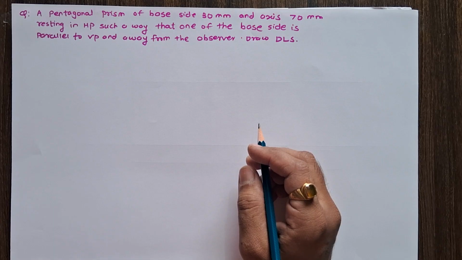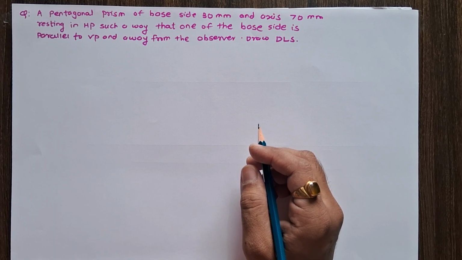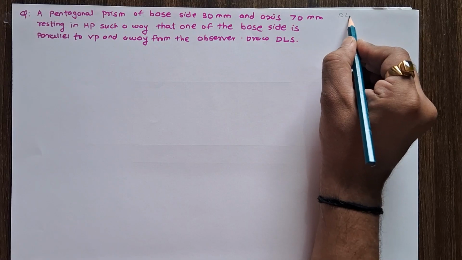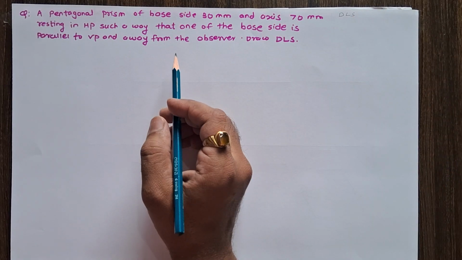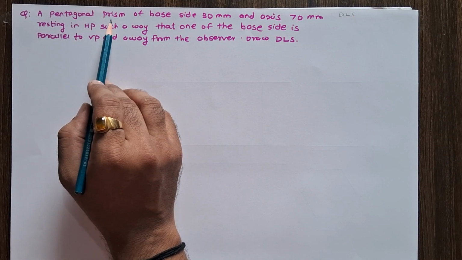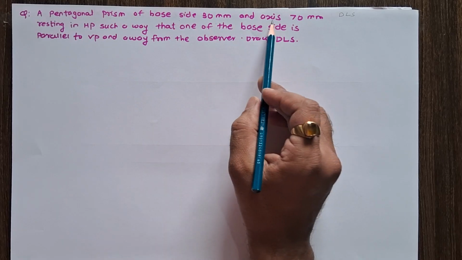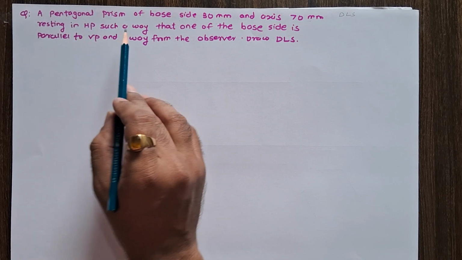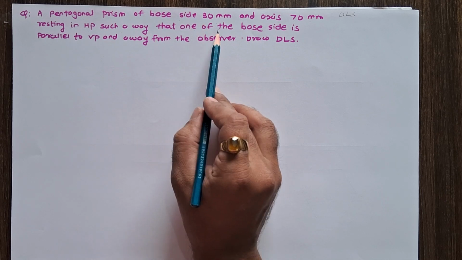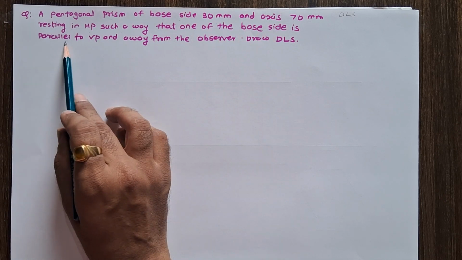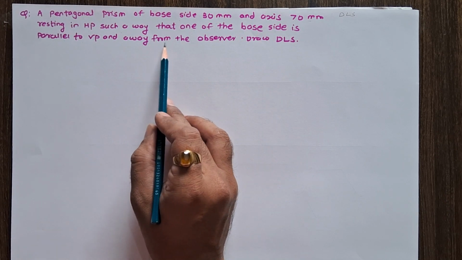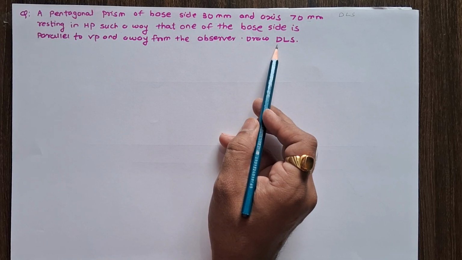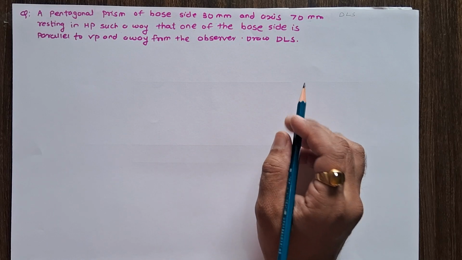Friends, in this lecture, we are going to solve another problem based on development of lateral surface of solid. The problem statement is: a pentagonal prism of base side 30 mm and axis 70 mm is resting on the horizontal plane in such a way that one of its base sides is parallel to VP and away from the observer. Draw the development of lateral surface of solid.